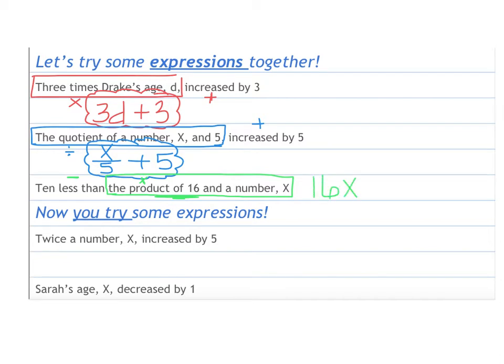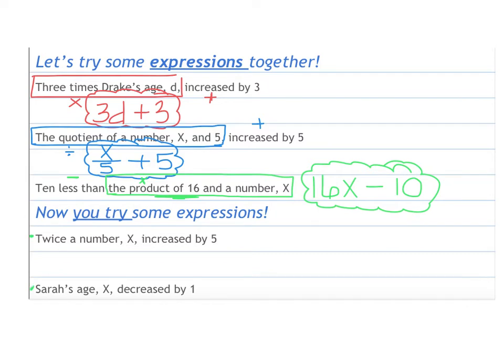And I can think of it as order of operations. Multiplication comes first, then subtraction. So that's how I'm going to write my expression. So 16x, then it's 10 less than that, which means that I'm subtracting 10 from that. Even though 10 is before, it doesn't necessarily mean 10 minus that, I'm taking it away from it, so it needs to be 16x minus 10. You pause the video and try these two, and then come back and check your work.